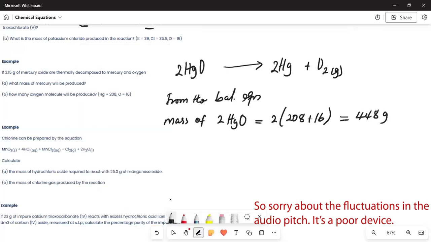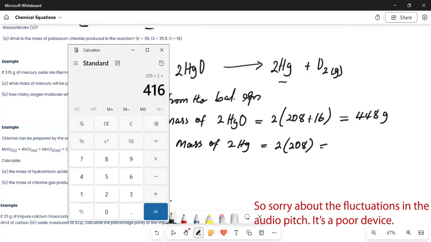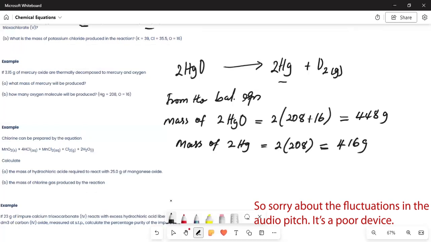The question borders on what? Mercury oxide and mercury itself. So we need to get the mass of this mercury. Mass of 2 moles of mercury, that is 2 times 208, which is 416. Meaning from the balanced equation, 448 grams of mercury oxide give us 416 grams of mercury.